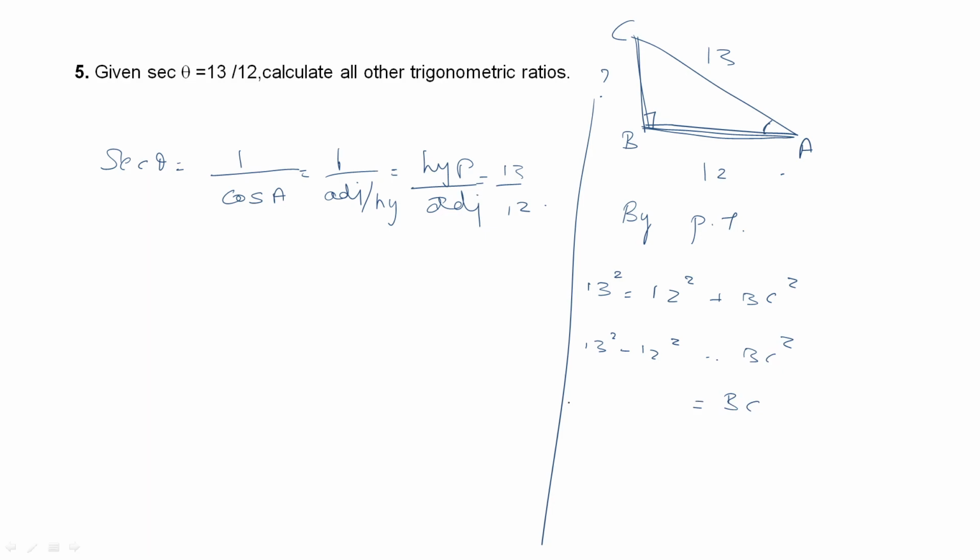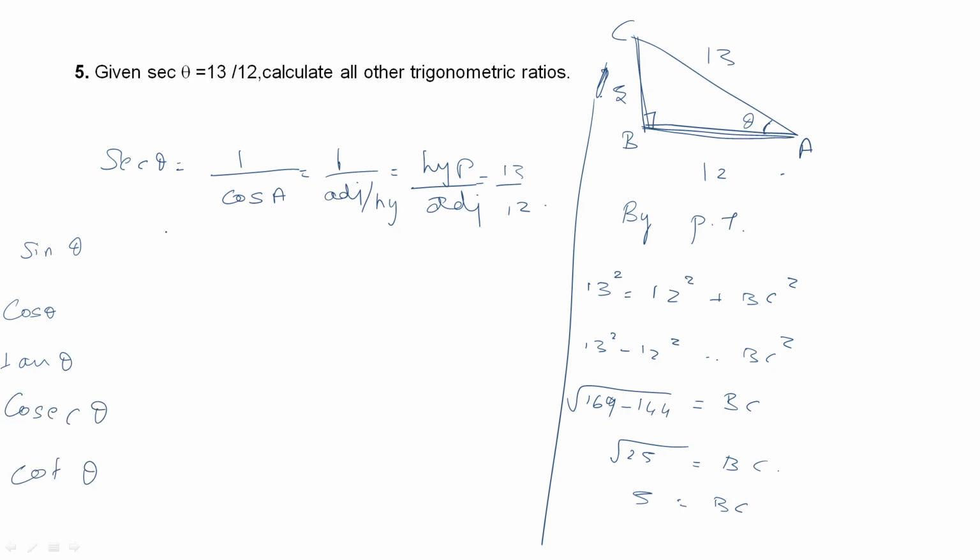BC is equal to square root of 169 minus, already we have found the same value, it was 25, right? Yeah, 5. So BC we found it as 5. Okay, so this is done. Then all ratios you have to find. That means sine, sec theta. Okay, so let this be theta. You have to find out sine theta, cos theta, tan theta, and then cosec theta. Sec is given, so then cot theta. All this you have to find.